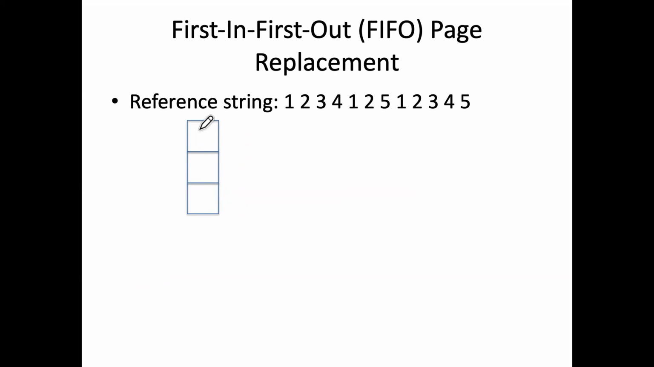So we access page 1, page 2, page 3. Those were 3 page faults, so 1, 2, 3. And then we access page 4. We had to throw out 1 to bring in page 4. That was a page fault. And then we access page 1. We had to throw out page 2 to bring in page 1. That was a page fault. Then we access page 2. We had to throw out 3 to bring in page 2. That was another page fault.